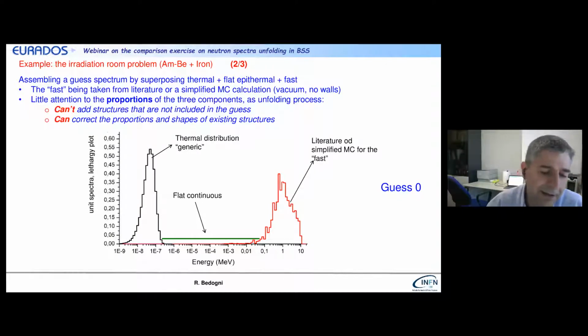Then I tried to assemble a reasonable guess spectrum by putting in this literature spectrum. Then I put a generic thermal distribution with temperature coherent with the room temperature, and then I put a flat continuous part. Okay, I made the sum of these three components without taking care of the proportion, because with some experience in unfolding, we realized that the unfolding process cannot add structures that are not included in the guess. If this happens, it is a warning signal that possibly something wrong happened. But unfolding can correct the proportion and the shapes of existing structures to guide the guess toward a solution.